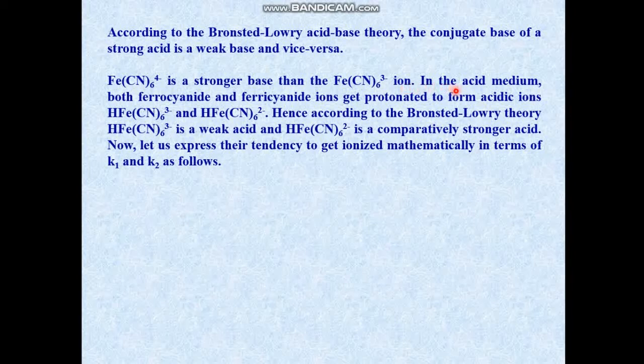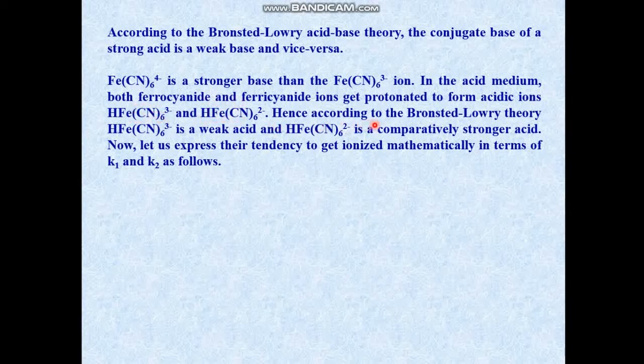And in the acid medium, both ferrocyanide and ferricyanide, that means both the ions, Fe(CN)6 4- and Fe(CN)6 3-, get protonated to form acidic ions. That is, their conjugate acids are formed. So the conjugate acids are HFe(CN)6 3- and HFe(CN)6 2-. This is coming from the ferrocyanide ion, and this is coming from the ferricyanide ion.